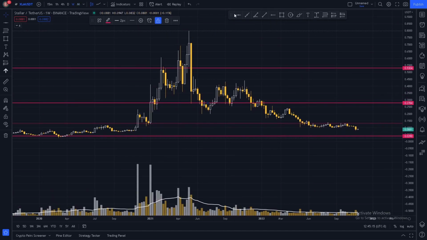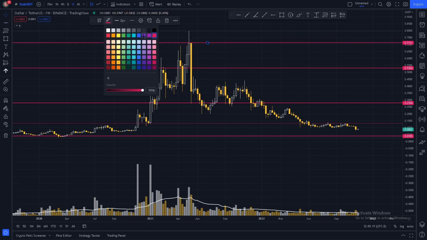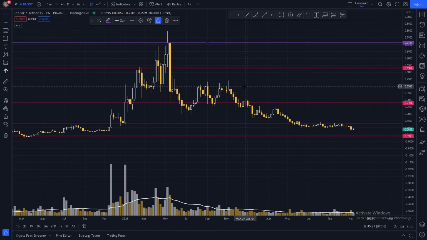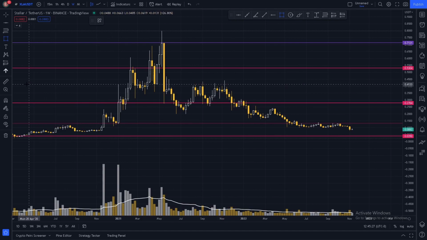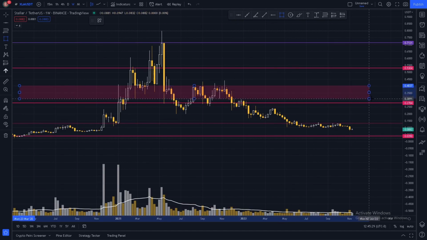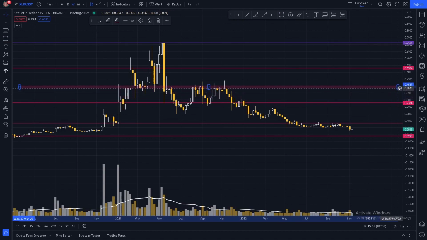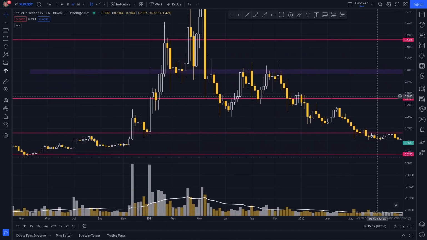Now here on the weekly time frame, the first level we can notice is our weekly swing high. Now we also notice a level right here, where we see multiple reactions acting as support and resistance.